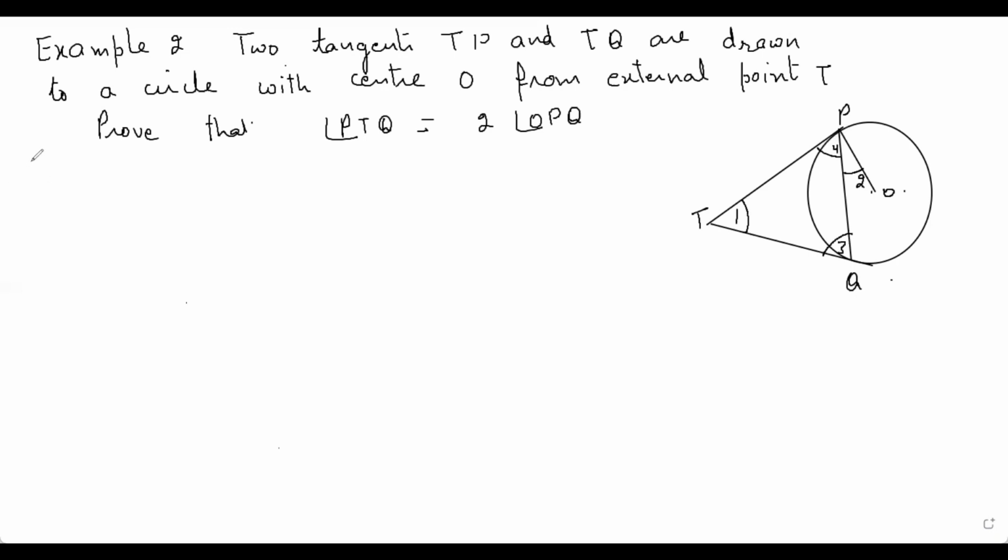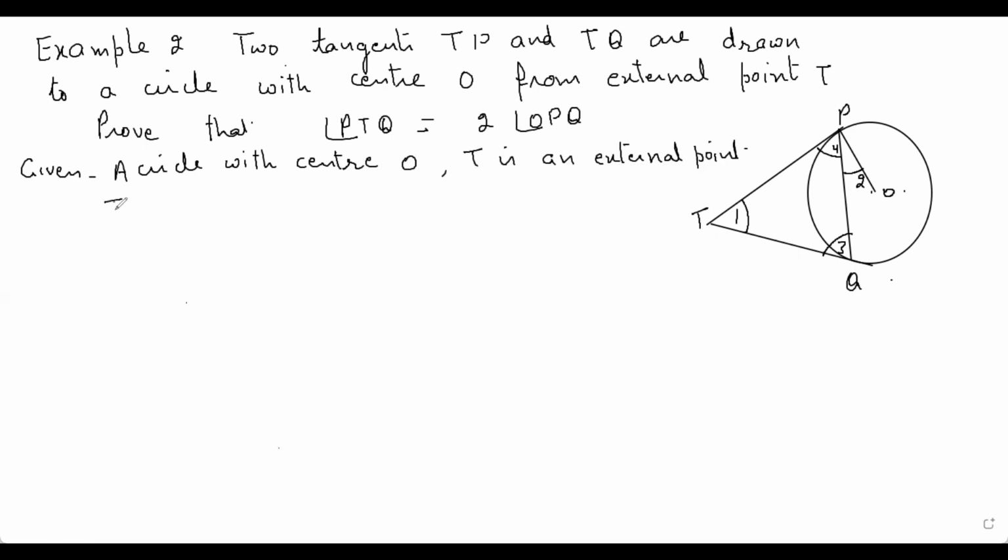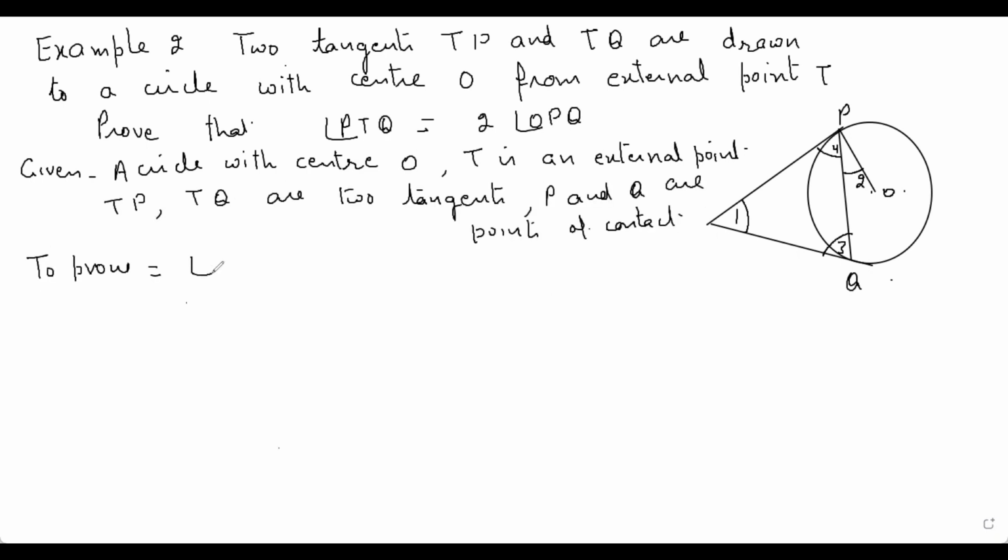Now, what is given? We are given a circle with center O. T is an external point. TP and TQ are two tangents. P and Q are points of contact. To prove PTQ is equal to 2 times OPQ. It implies I am to prove angle 1 is equal to 2 times angle 2.